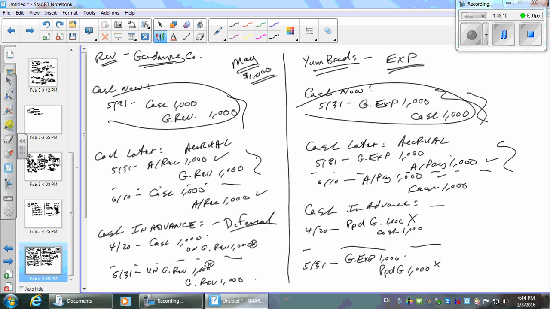All right, and on this one, what is it? Same thing. I paid for it in advance. I am deferring recognizing the expense until I use it up later. This is also a deferral.